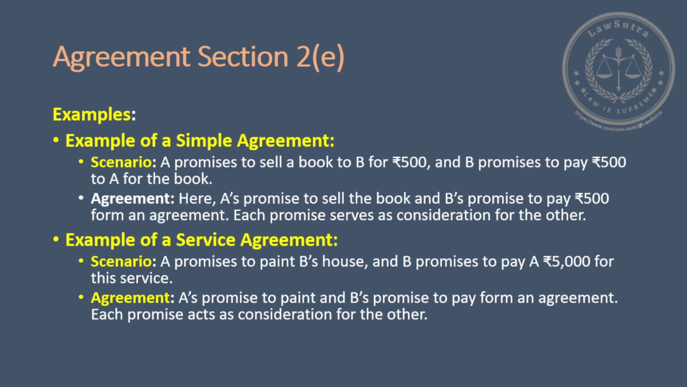Example of a service agreement: A promises to paint B's house and B promises to pay A 5,000 for this service. A's promise to paint and B's promise to pay form an agreement. Each promise acts as a consideration for the other.